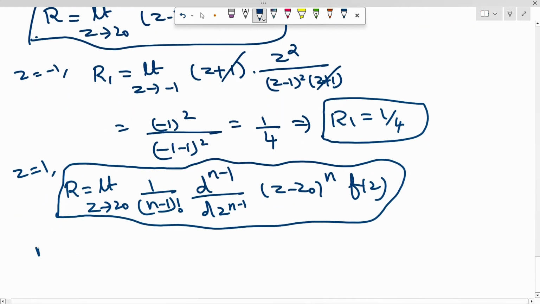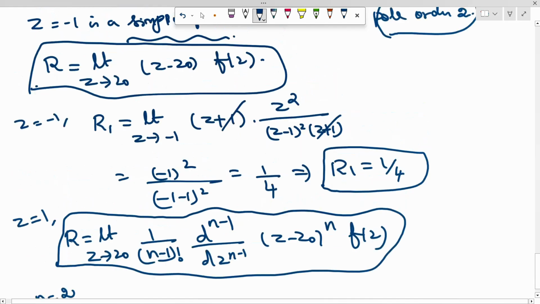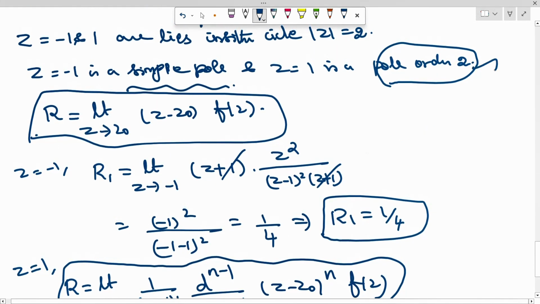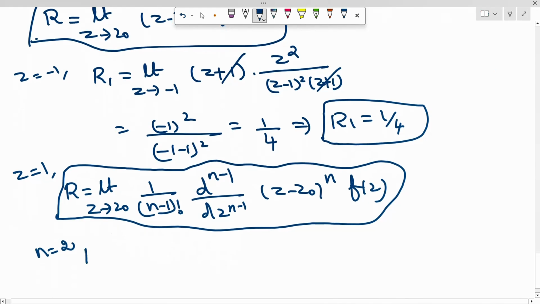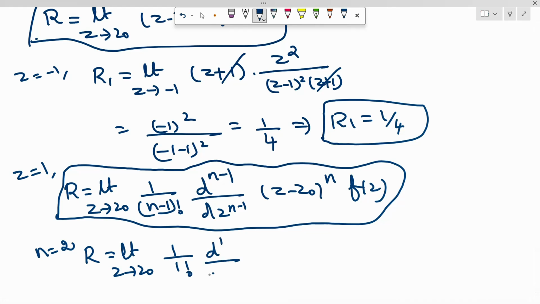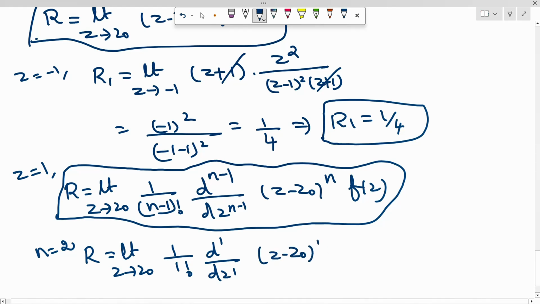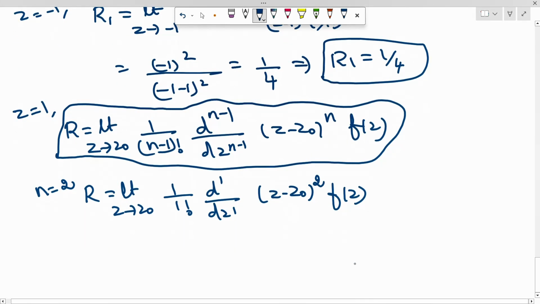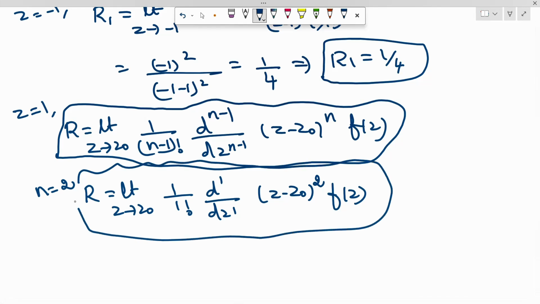Okay, here what is our order? n is 2. Substitute n is equal to 2 in this formula. Limit z tends to z naught, 1 by (2 minus 1) factorial, which is 1 factorial, d power 2 minus 1, that is d power 1 by dz power 1, of (z minus z naught) power 2, because n is equal to 2, into f of z. This is the second derivative residue formula. You should remember, if you know the nth derivative formula, you can write for any order.